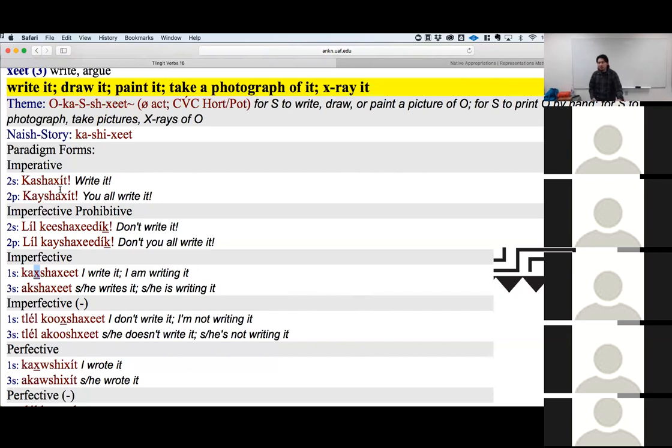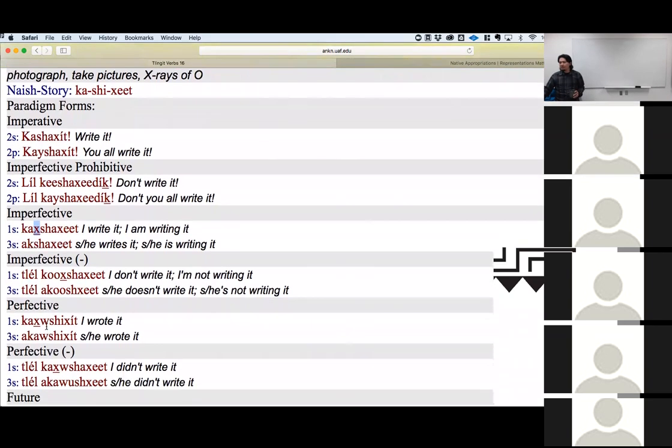But those get a little bit more complicated, especially the prohibitive. For kashahit, there are a couple of different ways that you get this. The most common way is you're actually getting the imperfective, and you're adding shish before it, which means don't, and then you're adding ik or ak, which is the suffix for don't. Those combine to mean don't do that thing.